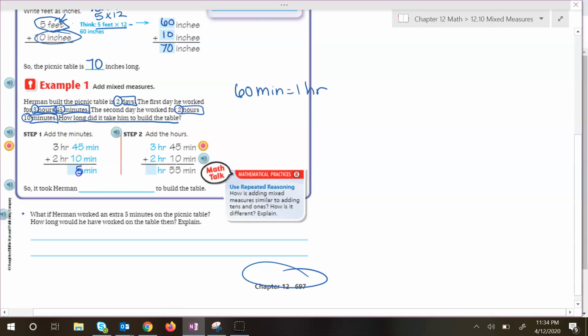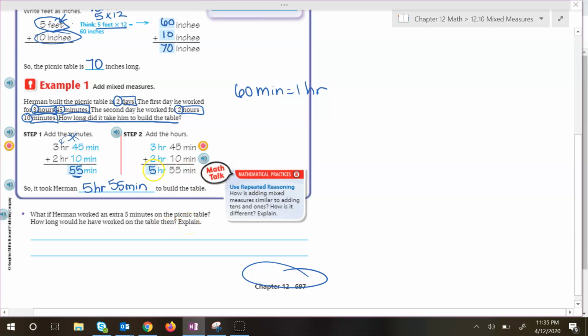And we know that 0 plus 5 is 5, and 4 plus 1 is 5. Now, because this did not hit 60, we do not need to carry over to the hour column. So we get to keep that as 55 minutes. Then we add 3 hours plus 2 hours, which gives us 5 hours. So it took Herman 5 hours and 55 minutes to build the table. Now, if there was any kind of regrouping, it would have made a big difference, and that's where this problem comes along. What if Herman worked an extra 5 minutes on the picnic table? How long would he have worked on the table then?